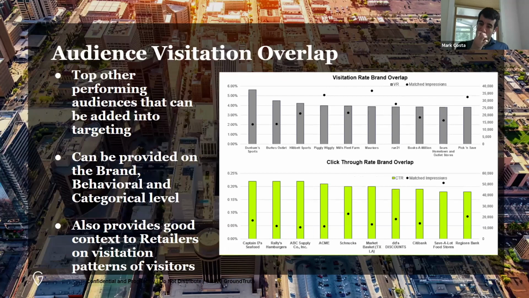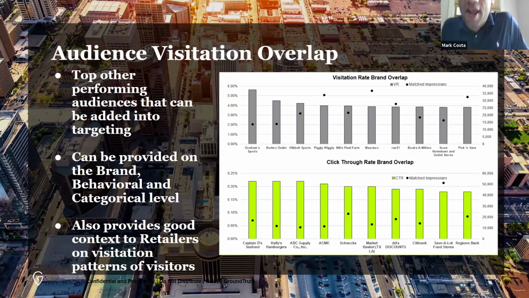And the last one that we like to focus on is just audience visitation overlap. Because anyone that has clicked on the ad and visited because they were exposed to an ad, the top performing brands could be added into targeting. So in this case, it looks like Dunham Sports was a top performer when it came to visitation rate. So one opportunity to improve the campaign is maybe add in Dunham Sports, right? As a targeting tactic, as a targeting audience.